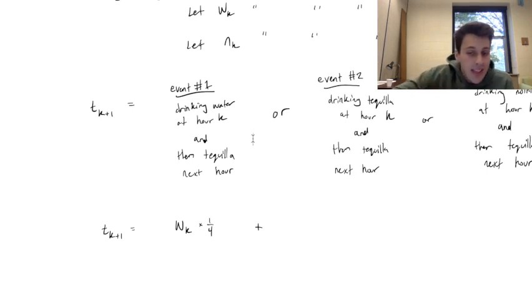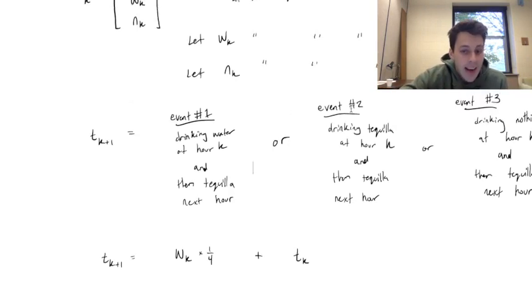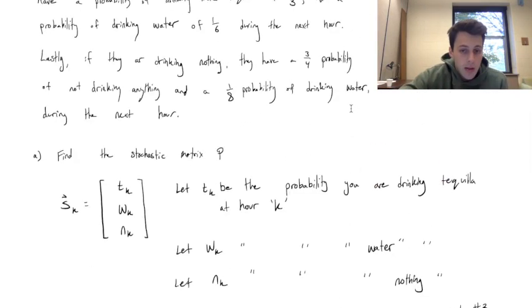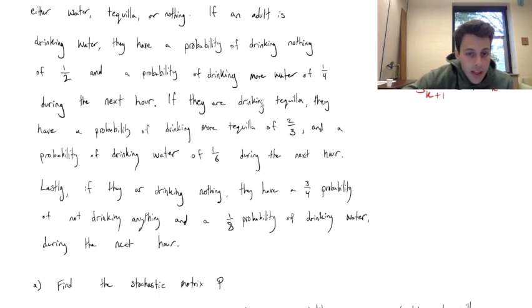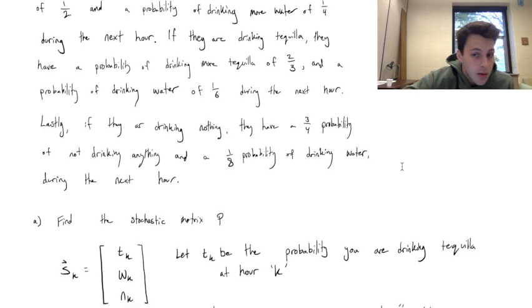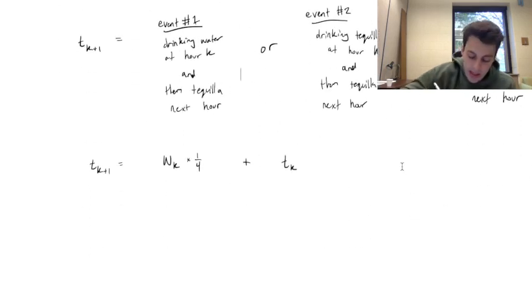Event number 2, I'm drinking tequila at hour K. Well, that we know was defined as T sub K. But now I need to know the probability that I'm drinking tequila, and then I'm also drinking tequila the next hour. And that I need to refer back to my question. So if they are drinking tequila, they have a probability of drinking more tequila of 2/3. So this TK needs to be multiplied by a probability of 2/3.